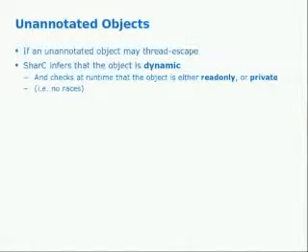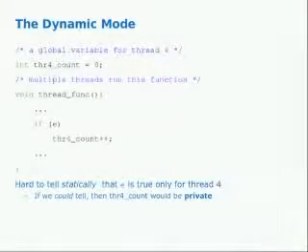So one thing that Sharc can also do for unannotated objects is a thread escape analysis. So Sharc will infer that an unannotated object is in the dynamic mode if a thread escape analysis says that that object might escape. And then for objects in the dynamic mode, Sharc will check that the object is either private or read-only. So let me explain for a moment why that's needed.